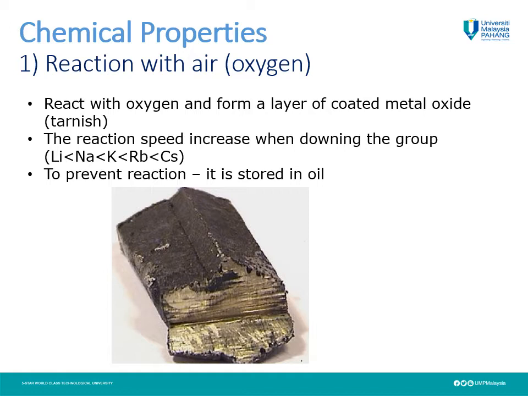So this is an example of lithium. Here is the shining part of lithium, and on top, the outer layer of the lithium metal, it has been coated with metal oxide. This part has already been tarnished. So the speed will follow the element when going down the group.